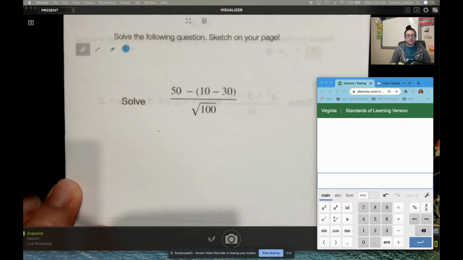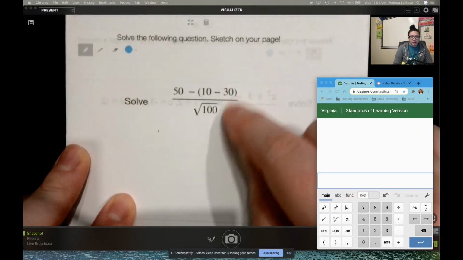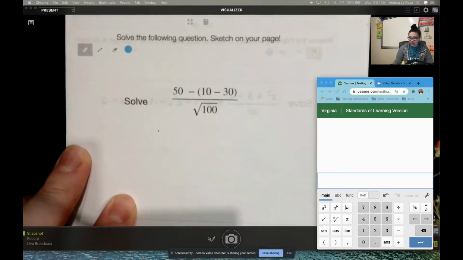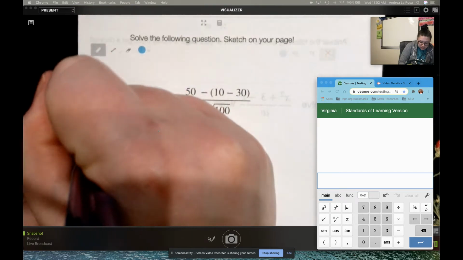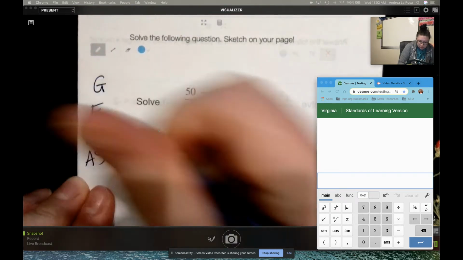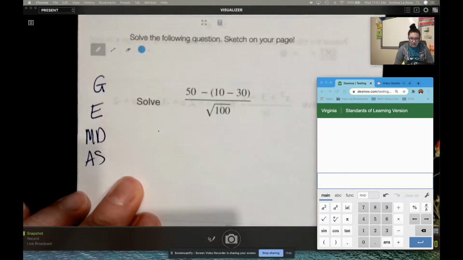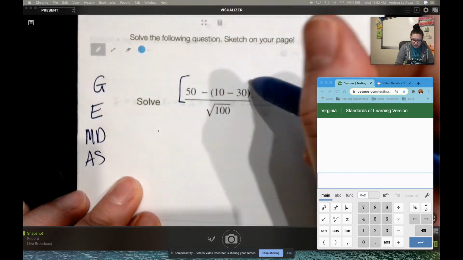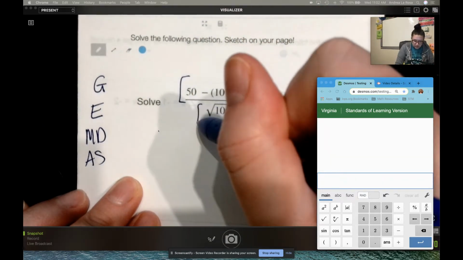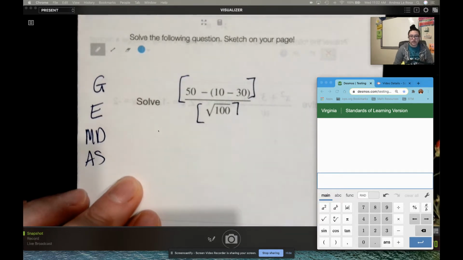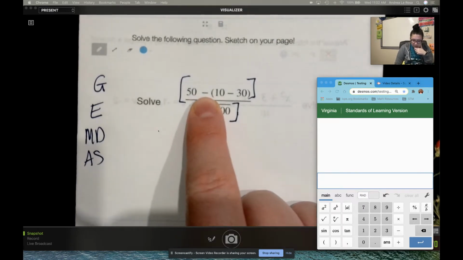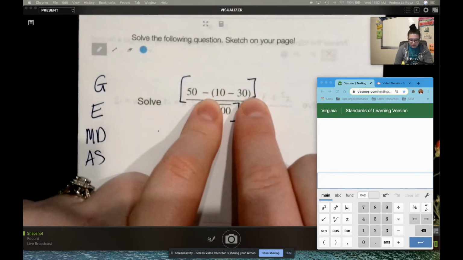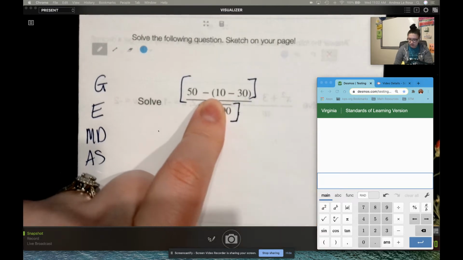This one, I've got my top and my bottom. My top and my bottom, that's a type of grouping. So I'm doing GEMDAS. That fraction bar, that is grouping. I have to do all this stuff on top first, and all this stuff on the bottom before I can do that division. So looking at the top part, I have 50 minus parentheses 10 minus 30.